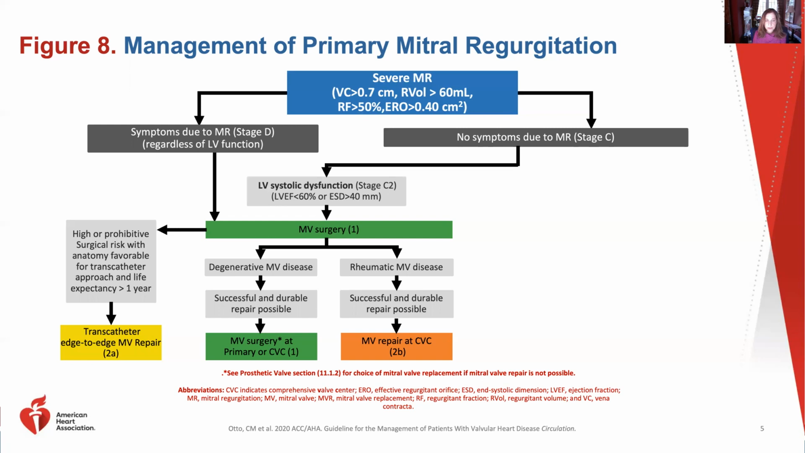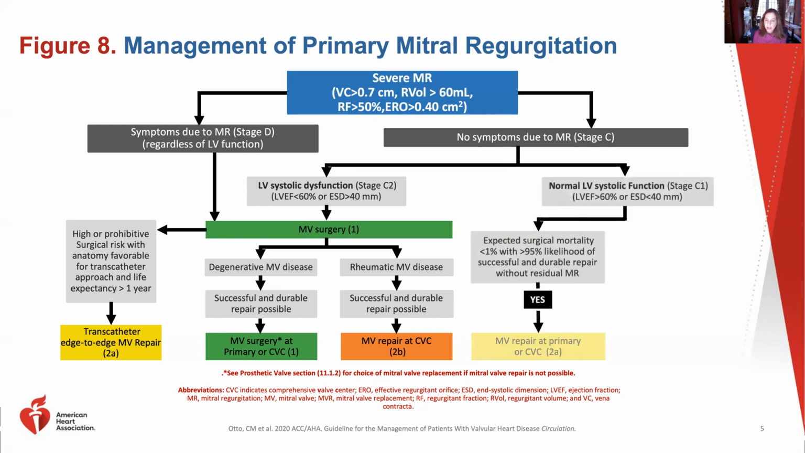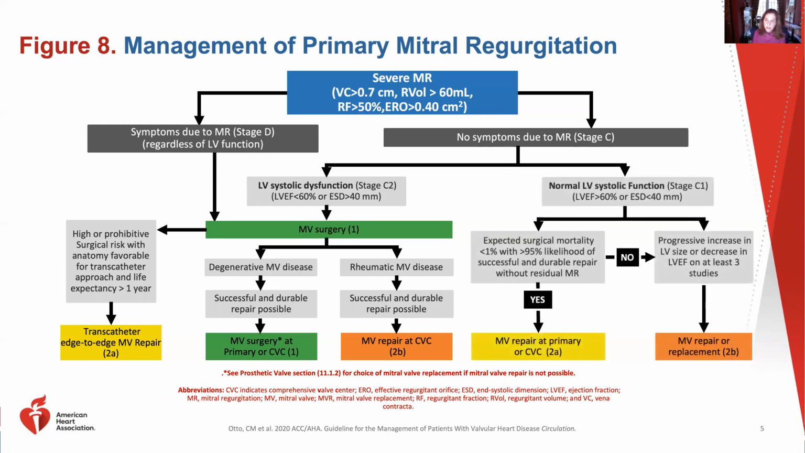If there are no symptoms, but there's LV systolic dysfunction or marked dilatation of the left ventricle, then that patient falls into the surgery category. If they are asymptomatic and have normal LV function, the left ventricle is not dilated, there is a class 2 indication for mitral valve repair if they have suitable anatomy, or a 2B if there's a progressive increase in size of the left ventricle or a decrease in the ejection fraction over at least 3 studies. For individuals who are asymptomatic and do not meet any of these criteria, then serial monitoring is recommended.